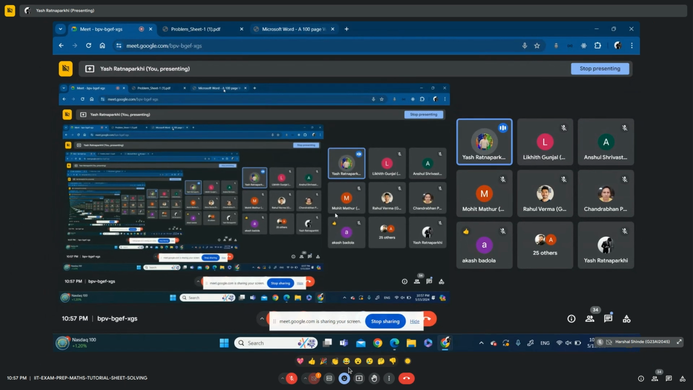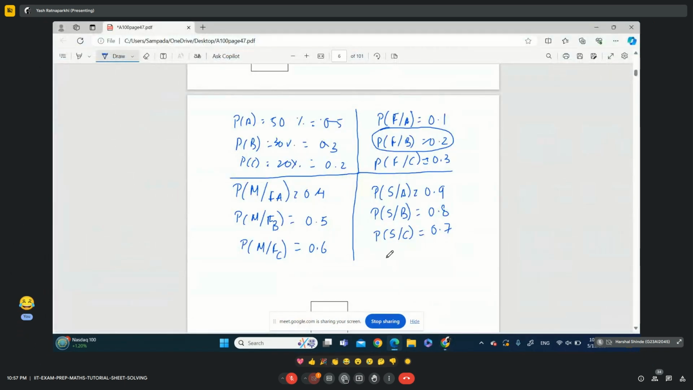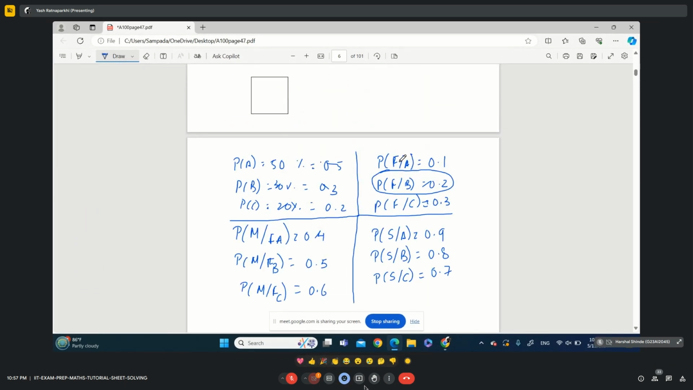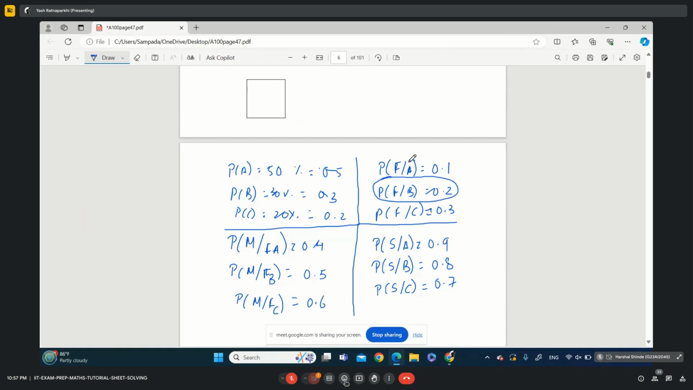Okay, so let's continue with our further problem. Are you all clear till this solution? Success given A, success given B, success given C. Is it clear? Failure given A, failure given B, failure given C. Yeah, this is clear. Perfect.